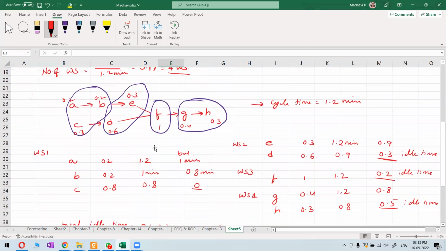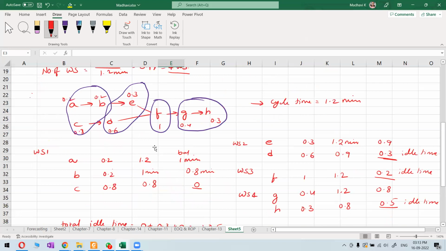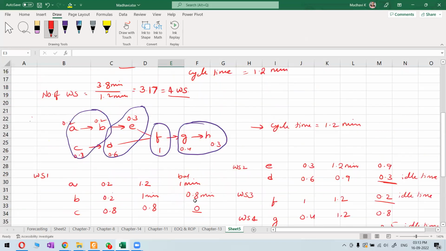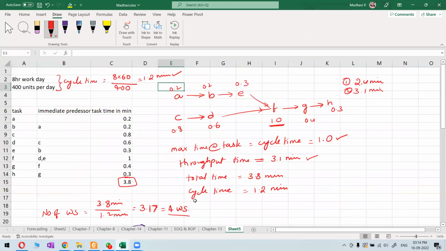So using this, we are considering the idle time. From there, what is the total efficiency of the particular design?